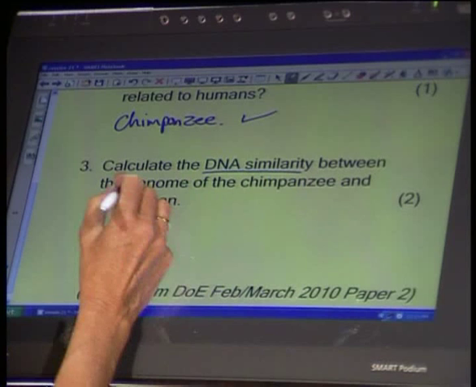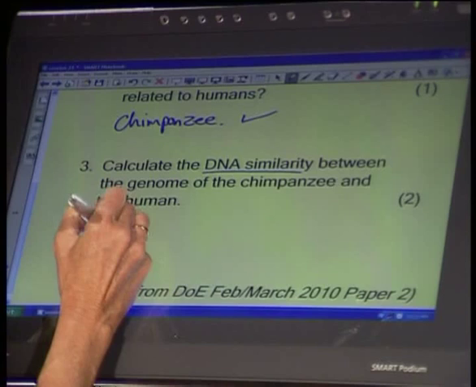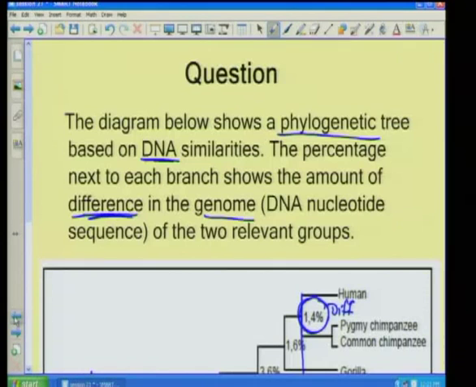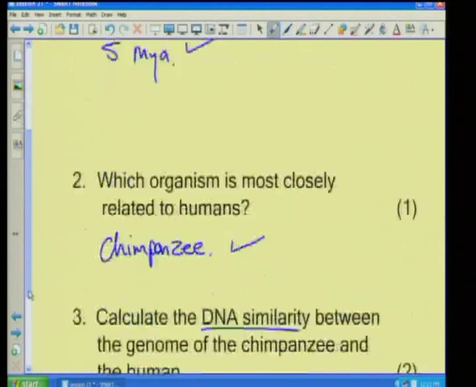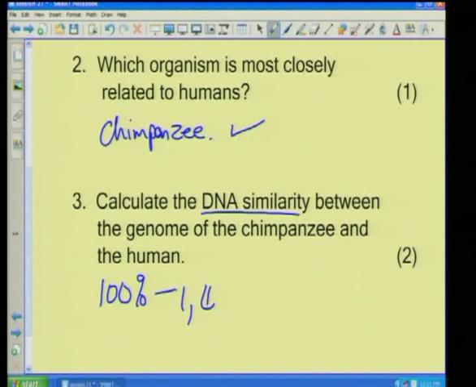All right, 3, calculate the DNA similarity between the genome of the chimpanzee and the human. Now, 100% would be identical, minus, and if we look here, it was 1.4%, so 1.4% is equal to 98.6%. So there's a 98.6% similarity.